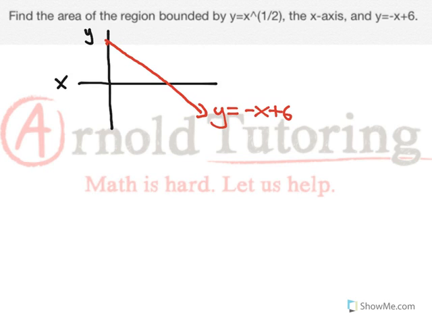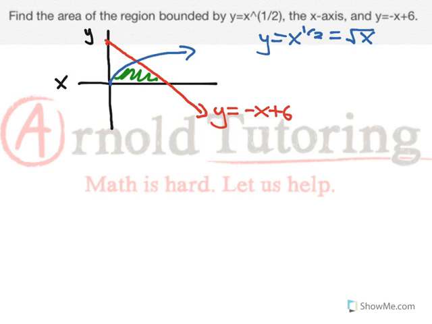Now in blue, let's graph what y equals x to the 1/2. We should know that x to the 1/2 is the same thing as y equals the square root of x. So that looks something like this, and it keeps increasing like that. So we can clearly see that this is the area we're trying to calculate because it's between the two curves and the x-axis.